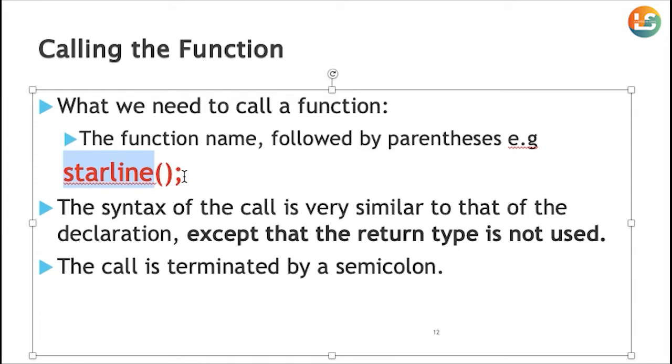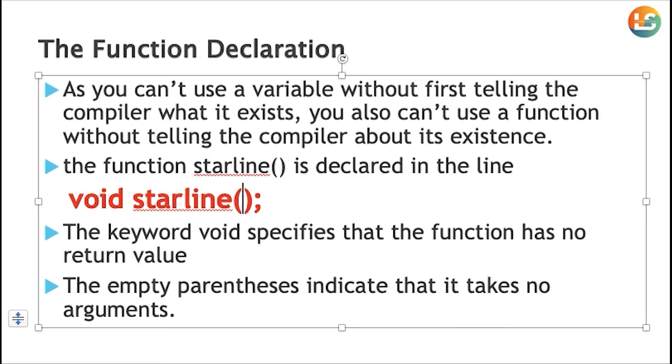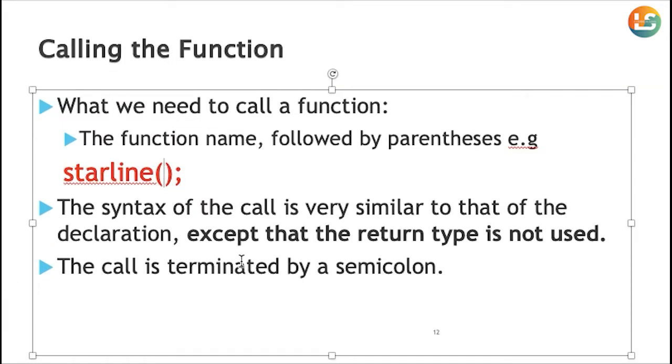The syntax of the call is very similar to that of the declaration, except that the return type is not used. The function name should be the same, and so should the parameters we are sending. It is not possible that in the declaration you say there are no parameters or this function requires no data, and when you are calling it, you send, for example, 123.